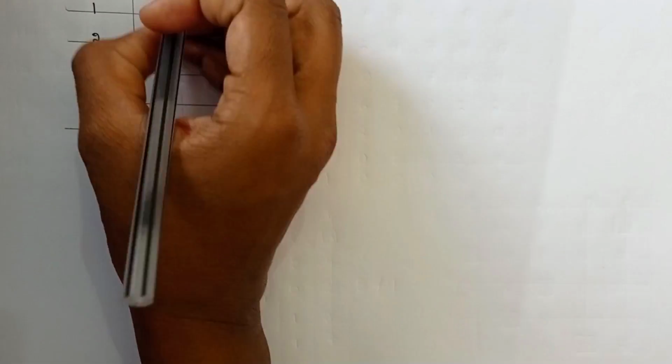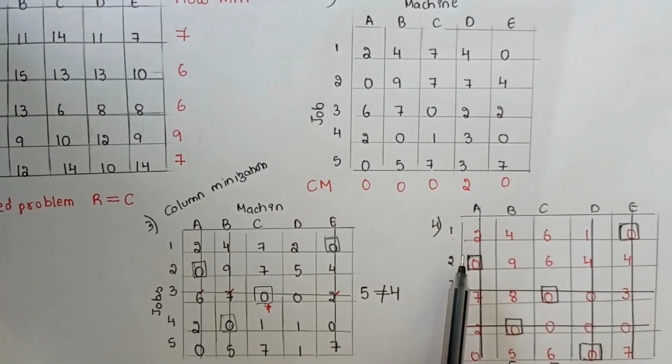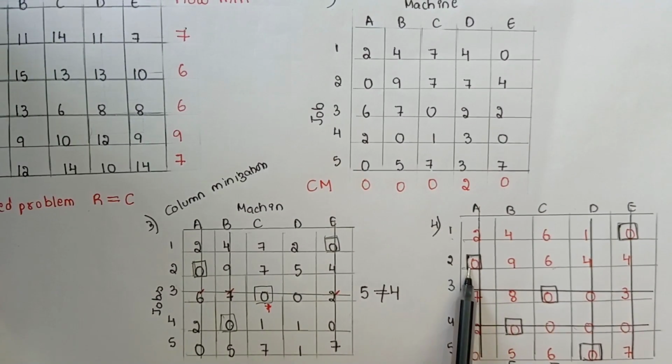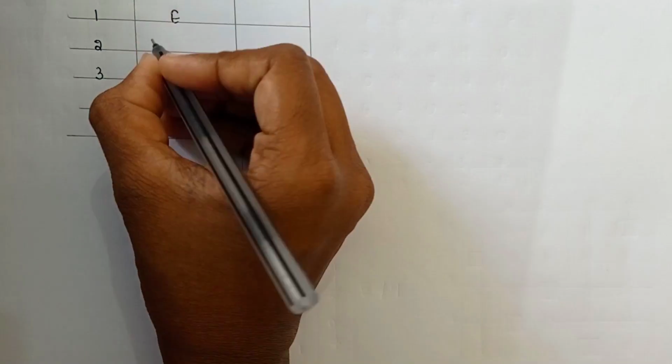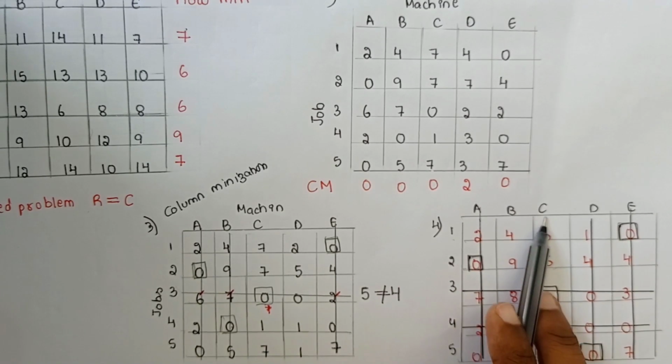The first job is performed by the E machine, and the second job is performed by the A machine. You have to see the square where you have drawn. So the second job is performed by the A machine. So 2 is A. And the third job is performed by the C machine.